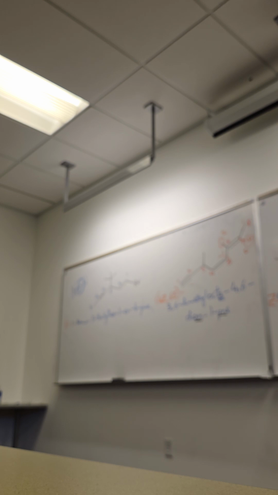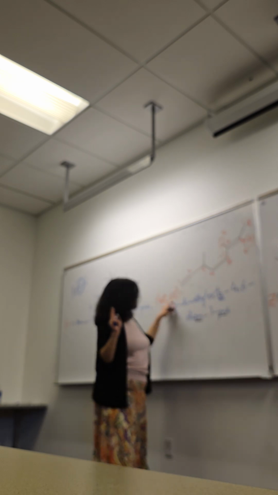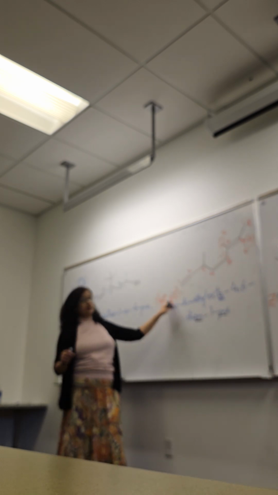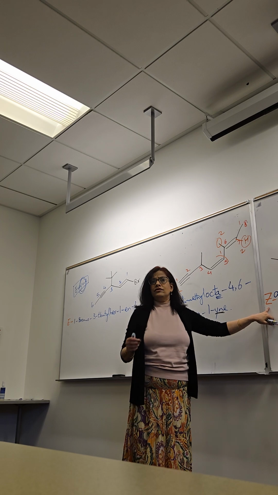Oh, careful, it's not 8. Start at the smallest. It's always the smallest number, right? 6-ene and 3-yne. For the Z, don't we say 6? Again, since there's only one stereochemistry, this is not necessary. But if there were more than one, then you have to give it. If there's only one, you don't have to give it.